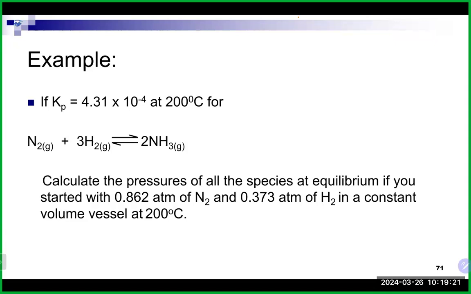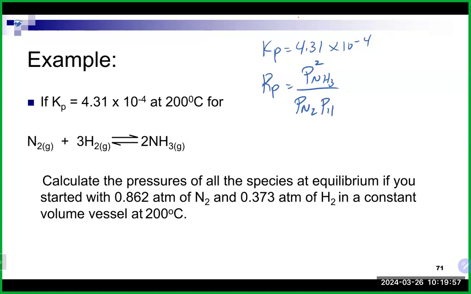Okay, so let's take a look at this one and see how you're doing. As I mentioned before, even though we have a KP given to us and we do have pressures, it really does work the same way as any other ICE table. Once again, make sure it is in atmospheres before you go into the ICE table. So in this case, our KP would be 4.31 times 10 to the minus 4. Our KP expression would be the partial pressure of NH3, squared, divided by the partial pressure of N2 and the partial pressure of H2, which would need to be cubed. And that would equal our 4.31 times 10 to the minus 4.